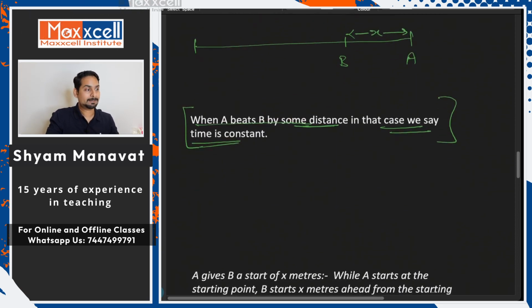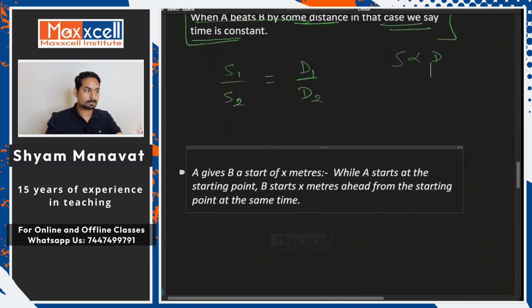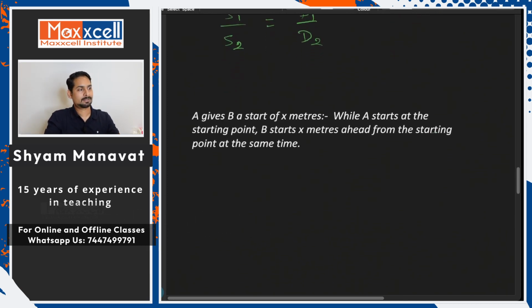What happens when time is same? We say S1 by S2 equals D1 by D2. When time is same, distance is directly proportional to speed, right? So for this type of question, this is the core concept to solve. When time is constant and when distance is constant, you need to know what to do. I will explain once we see the questions and their application. Things will be clear to you.